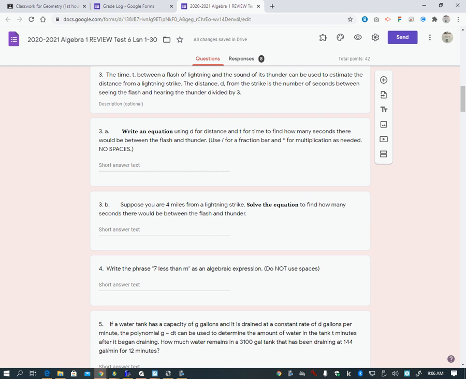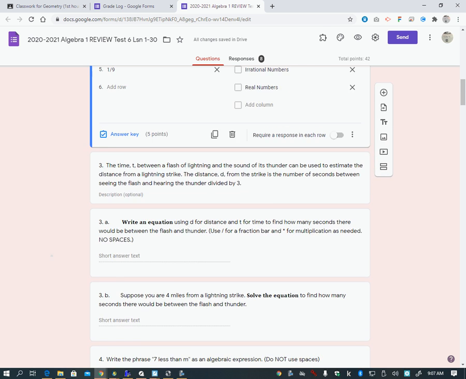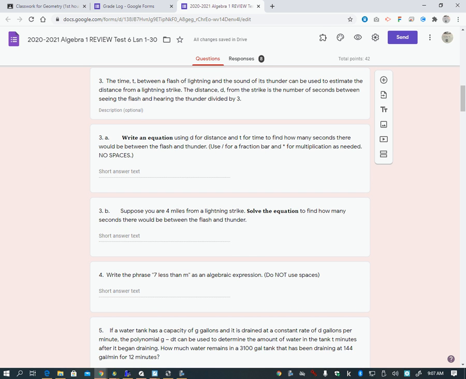Let's come up here. All right, so this question was a little tricky. I think I was working with Alex on this one yesterday. The time between a flash of lightning and the sound of its thunder can be used to estimate the distance from a lightning strike. So we're going to come down to 3a from this. The distance d from the strike is the number of seconds between seeing the flash and hearing the thunder divided by 3. So what I want you to understand is that this is telling you how to write the equation. That sentence right there tells you what equation to write.